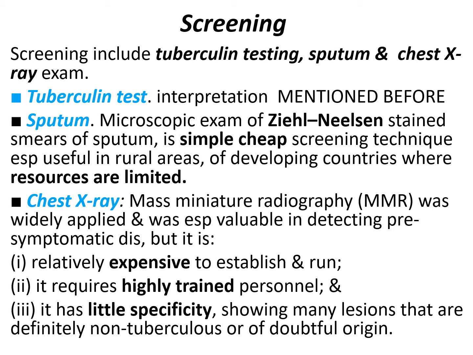Tuberculin, we mentioned it. Sputum: microscopic exam of Ziehl-Neelsen stained smears of sputum. A simple, cheap screening technique, especially useful in rural areas of developing countries where resources are limited. Chest X-ray: mass miniature radiography, MMR, was widely applied and was especially valuable in detecting pre-symptomatic disease, but it is expensive, needs training, and has little specificity.